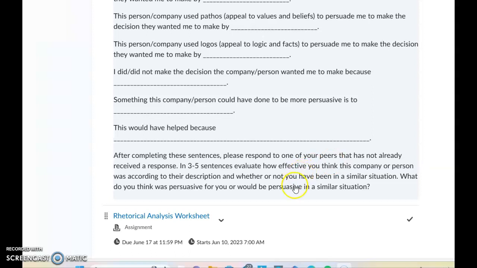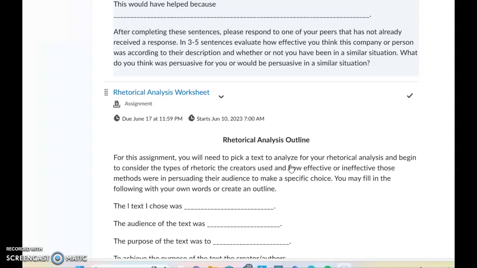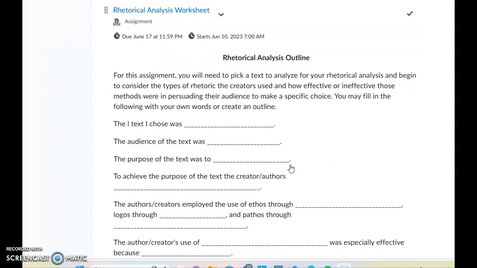So if you say, hey, this is what I see, your peer might have a question about that, and I'd like you to be aware of that so you can respond to their questions too. Okay, so the next thing you want to do is do an outline for this.